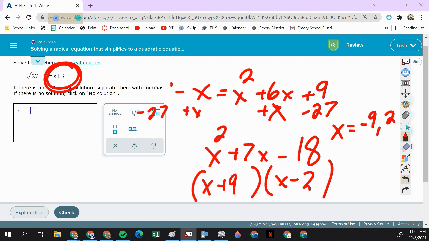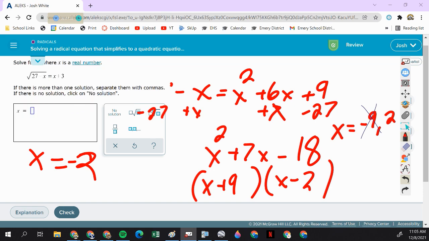Is negative 9 a problem? Yes, because negative 9 plus 3 is negative 6. Okay. Is 2 a problem? No. But what if I had negative 2? That would be okay, because when I plug in, negative 2 plus 3 is 1, and the square root can be 1. So don't throw out a number just because it's negative. You have to look at the original.